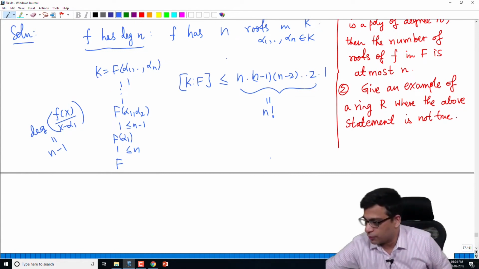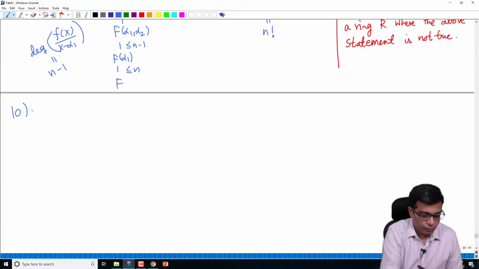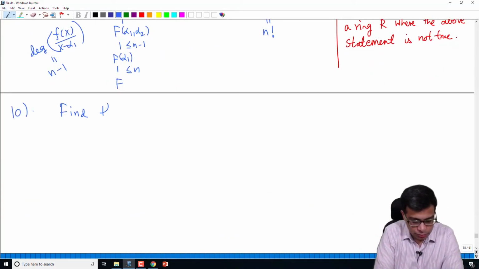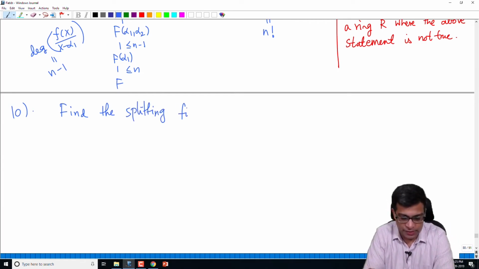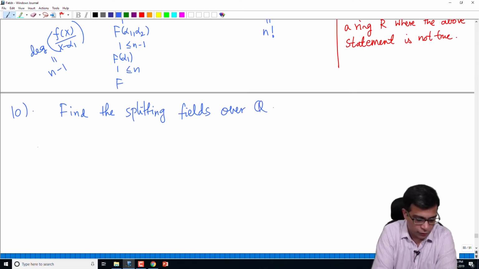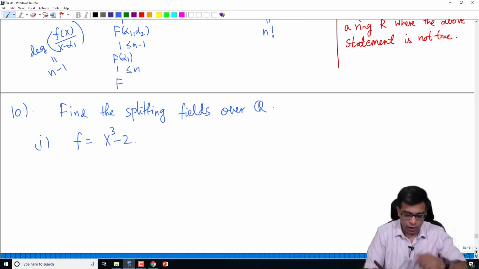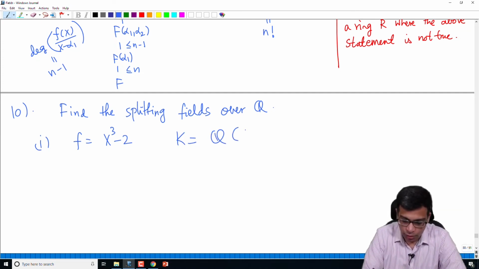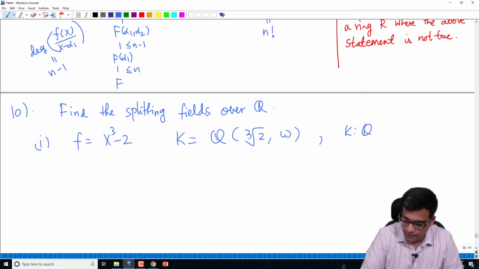So now just to give a few examples, and these are problems related to splitting fields. Find the splitting fields. In the video when we talked about splitting fields, we did discuss this, but I want to just do some more examples. I will specify all of these are over Q. So the first case is something that we discussed before, x cubed minus 2. Here the splitting field is Q(cube root of 2, omega), and the extension degree is 6, which is 3 factorial.